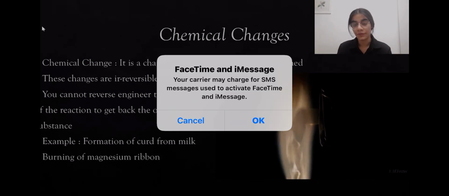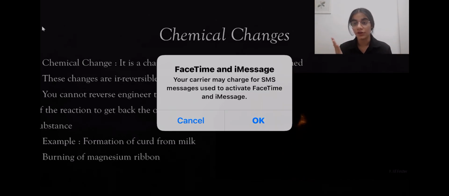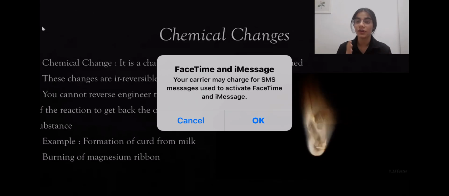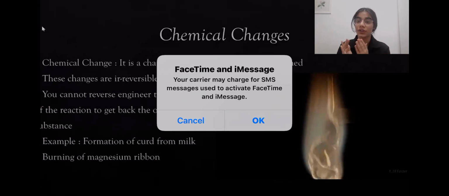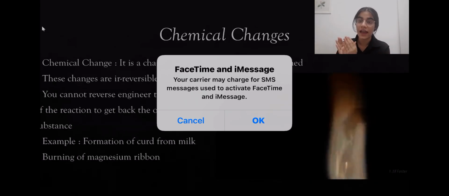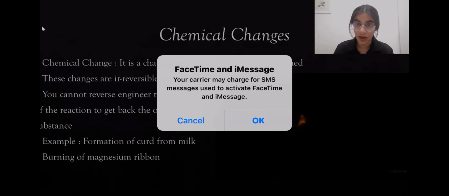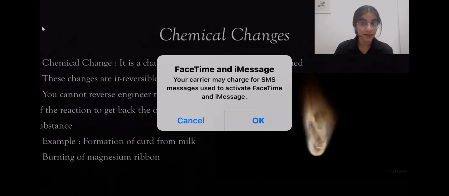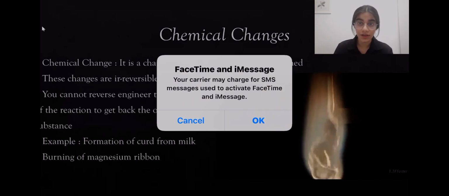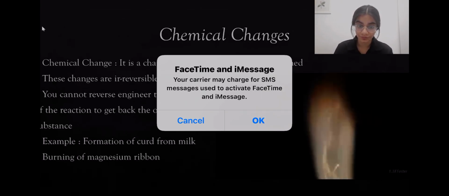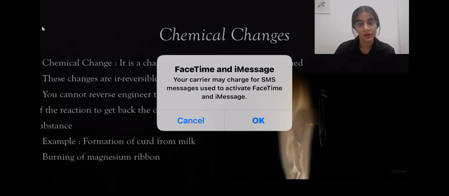For example, when water was turned into vapor, you could provide the right temperature, the right process of condensation to get that vapor that you collected and turn it back into water. Such changes are reversible, but chemical changes are irreversible. This does not take place in a chemical change. Let me give you a daily example.